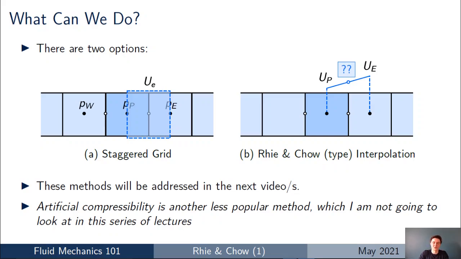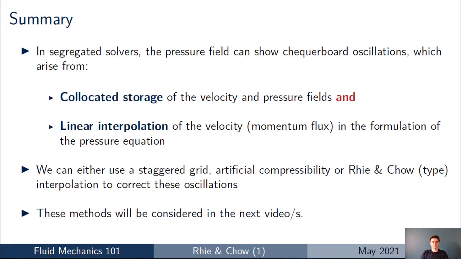Before finishing, I also want to make the small side point that there is a third method of preventing these oscillations, and that's called artificial compressibility, where rather than treating the problem as truly incompressible, you treat it as a special form of compressible flow. But this method is far less popular, and so I'm not going to be looking at this in the series of lectures that I'm going to be presenting on checkerboard oscillations.